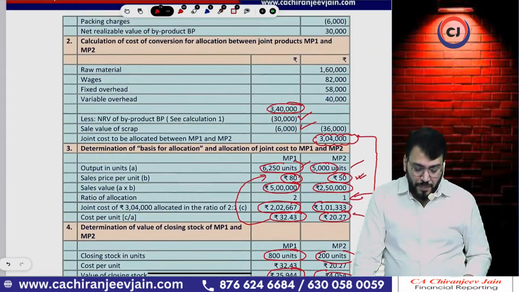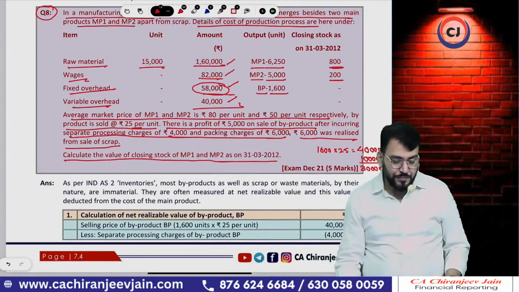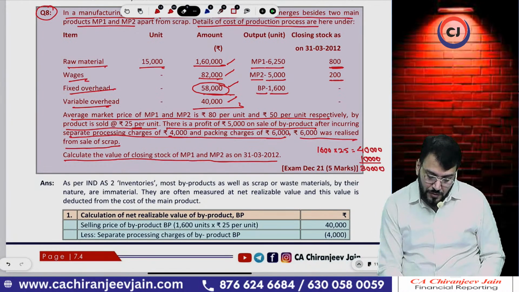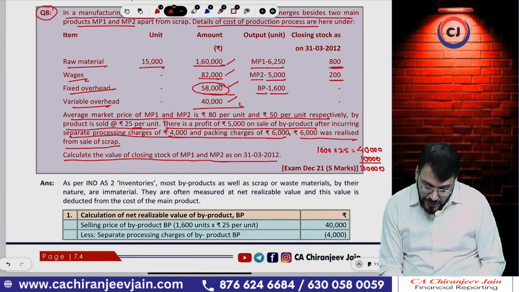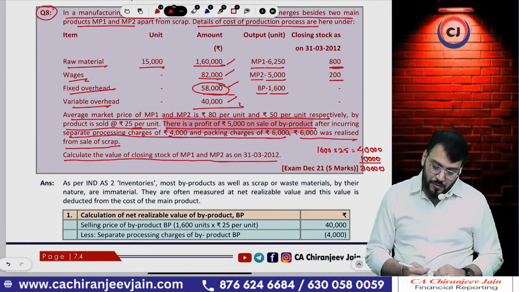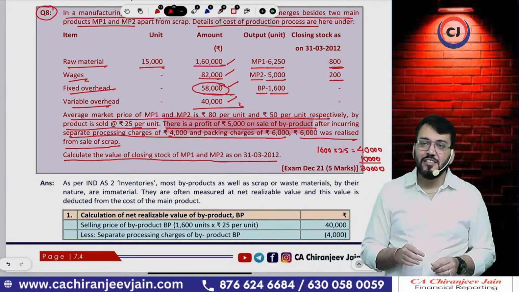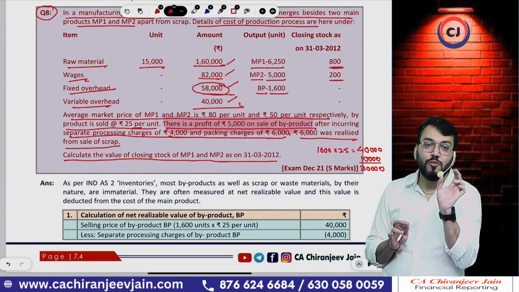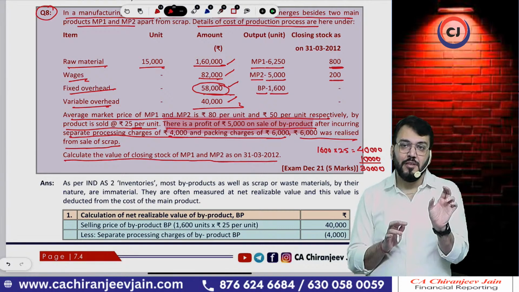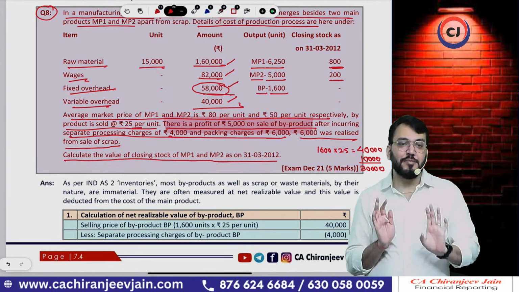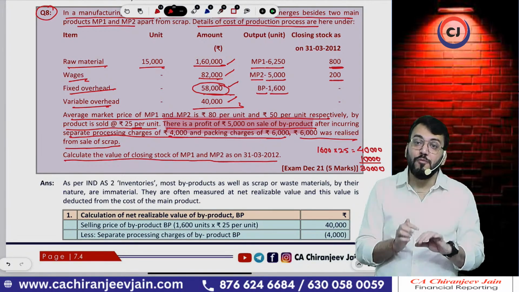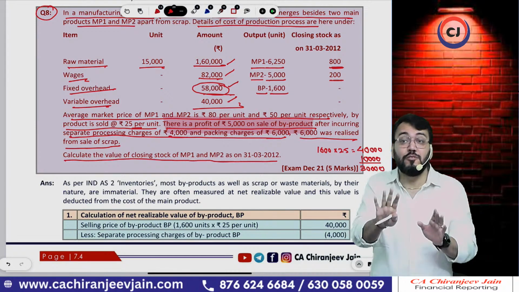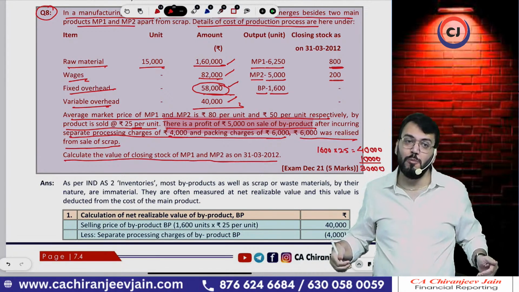Understood? Only one point I need to discuss here. They have given that there is a profit of 5,000 in sale of byproduct. This information they have given only to confuse you, because for byproduct we don't want cost price. We want NRV. NRV means sale price minus selling expense. They have given profit only to confuse you. Suppose you consider this point, one mistake and the entire solution will be wrong.